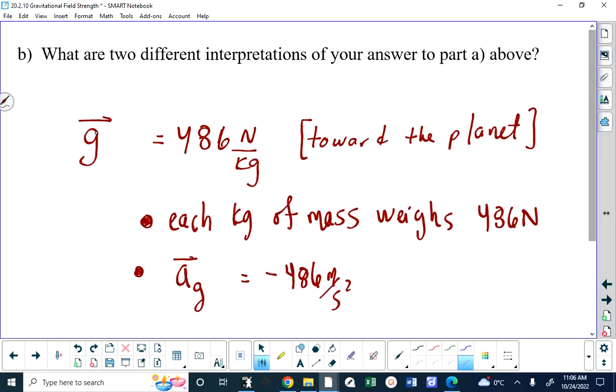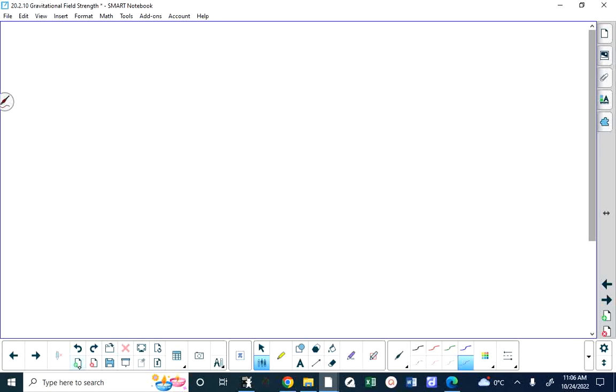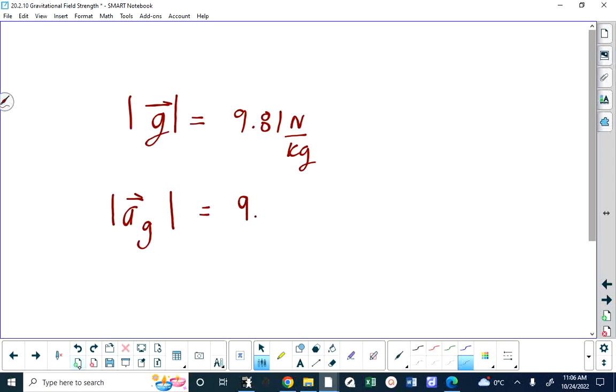On the old formula sheet, and I wish they wouldn't have changed it, they had g equals, and they had absolute value signs, 9.81 newtons per kilogram. And then they also had this, and I like that because they're two. The number is the same, but they're two different ideas. One talks about the force compared to the mass. The other talks about the acceleration of an object if it were released.